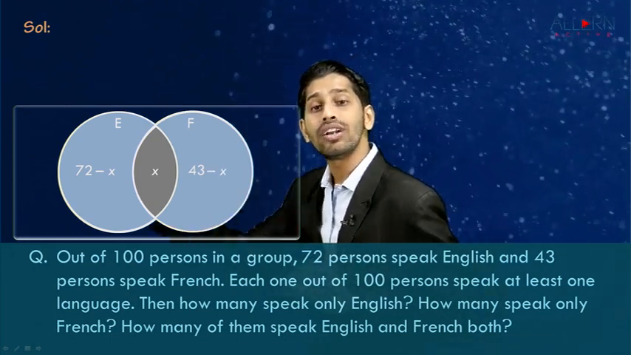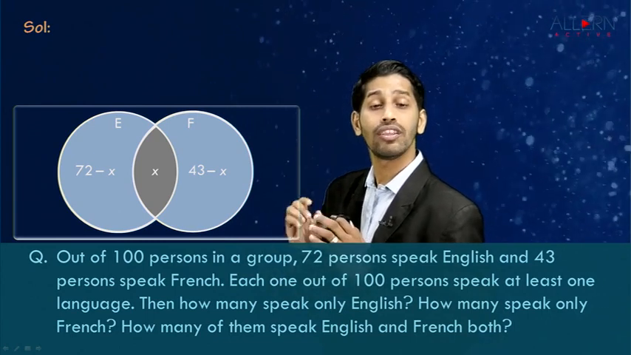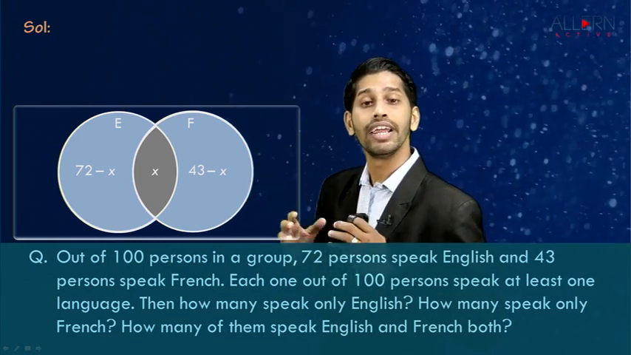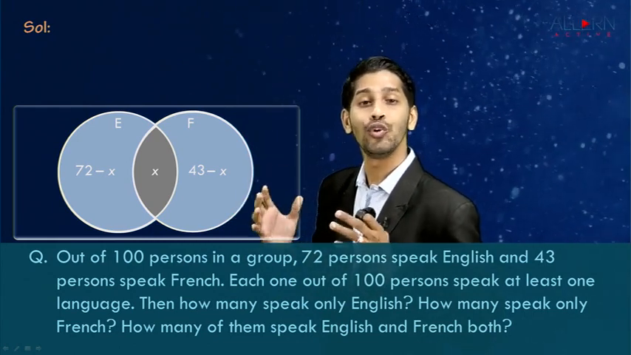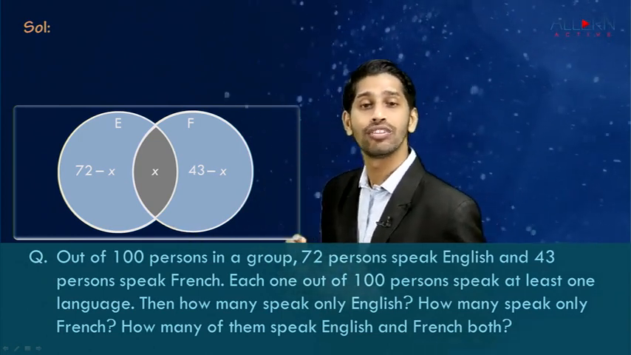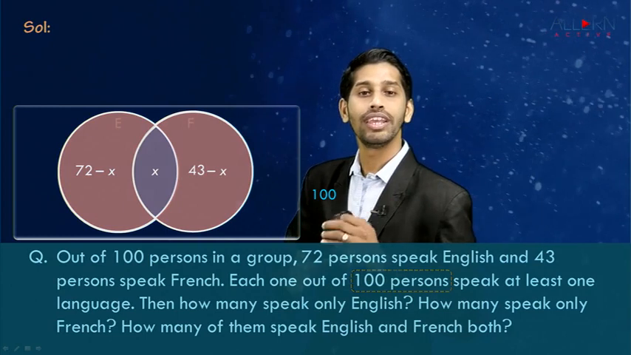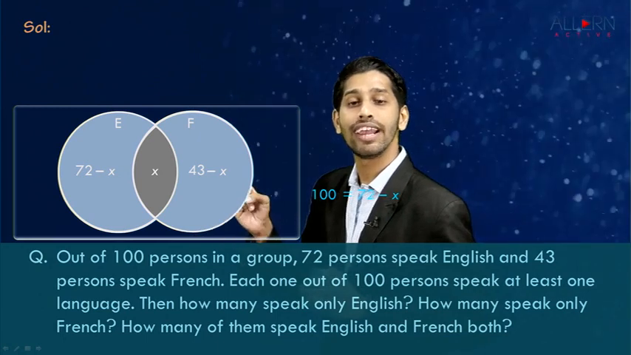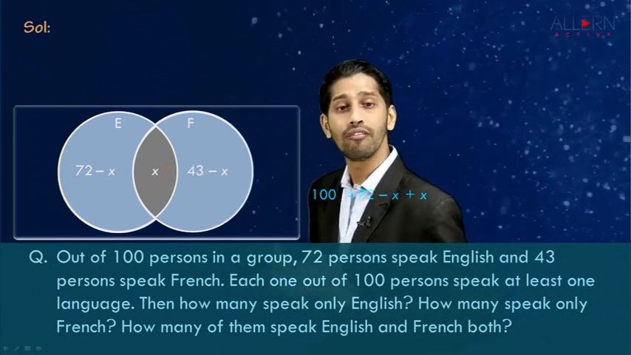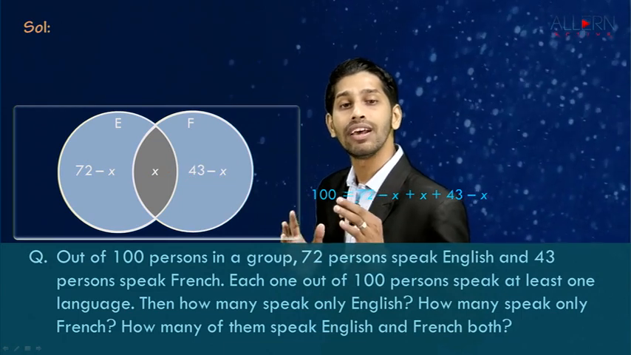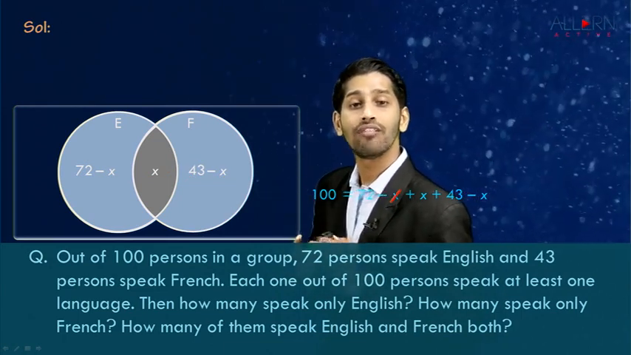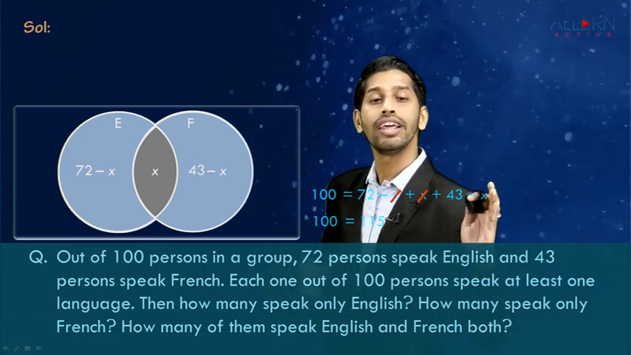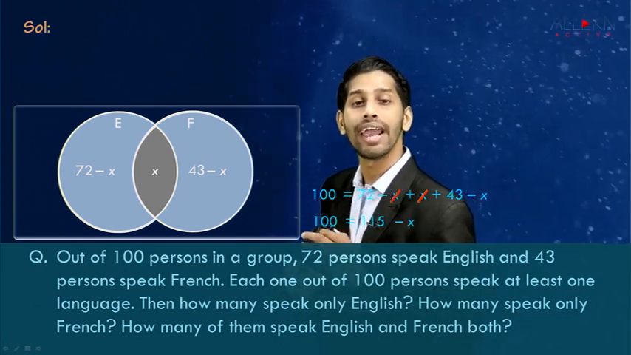Now, total is given as 100, because in question the first line says that 100 persons in a group. That means when we say total, it is nothing but the union, and when we say union, that means we have to add all these values and will equal to 100. So we do the calculation. 100 is equals to 72 minus x plus 43 minus x. Now if you observe, minus x plus x gets cancelled. So what is left is 100 is equal to 72 plus 43 gives us 115 minus x.